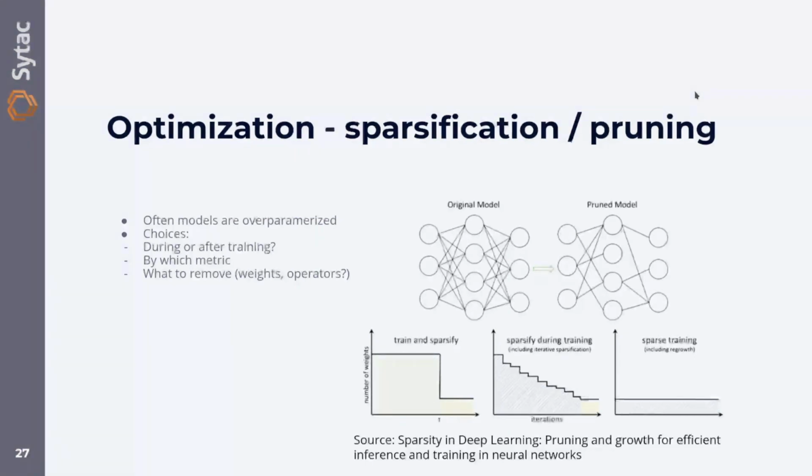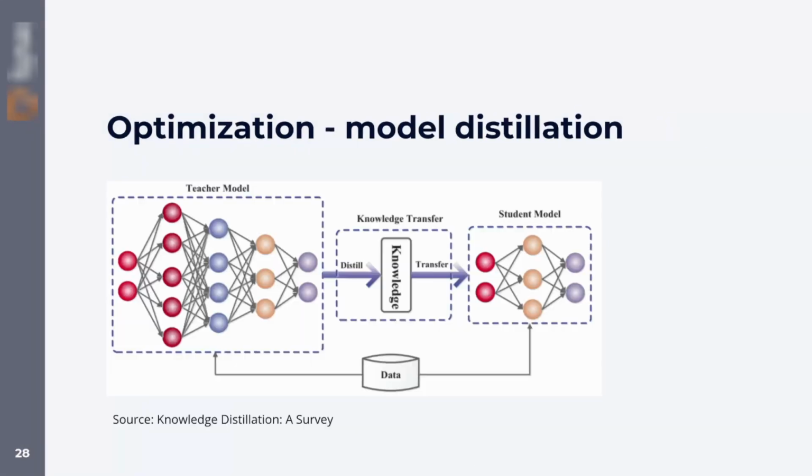Right, so there's also sparsification, pruning during training. You can read the paper. Model distillation, also very interesting. I'm going to do this very quickly, sorry. So what you basically have is a very large, for example, teacher model, and you want to transfer that knowledge to a smaller model for inference. So this is something that's also used a lot with large language models. You have a lot of distilled versions of models.